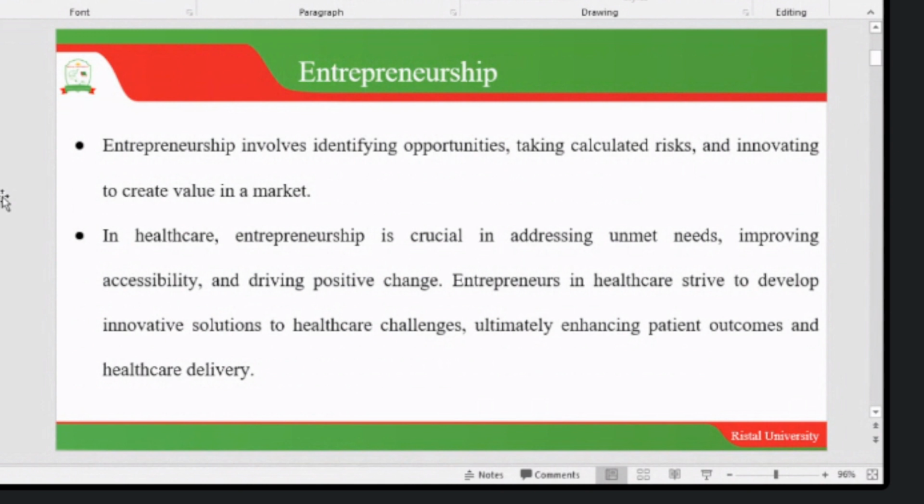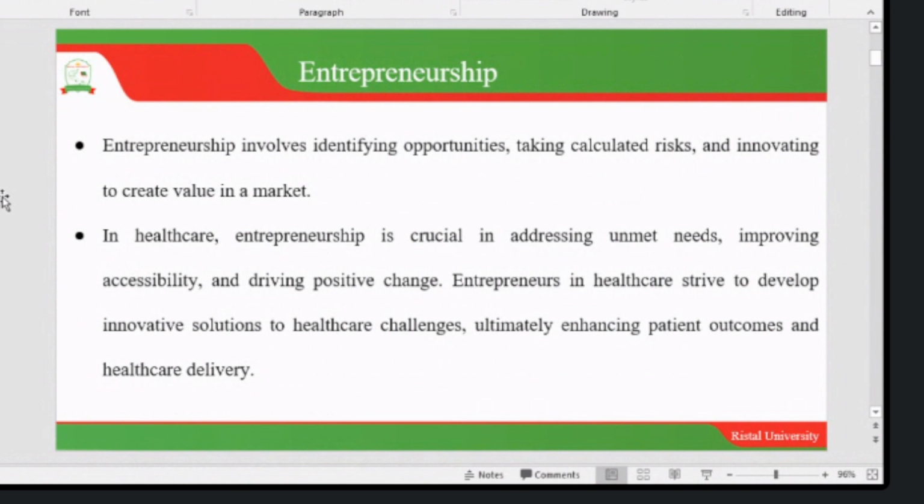Then we should be innovative as entrepreneurs in this healthcare arena, so that we put in place solutions or entrepreneurial ventures that can bring new products, new services, and solve the problems that have for long existed in the population. So in healthcare, entrepreneurship is really crucial for addressing unmet needs. There are a lot of needs that need to be addressed, and this can only be done if we employ good entrepreneurship skills that we are going to be learning in this session. So we also look at entrepreneurship as a tool that improves accessibility.